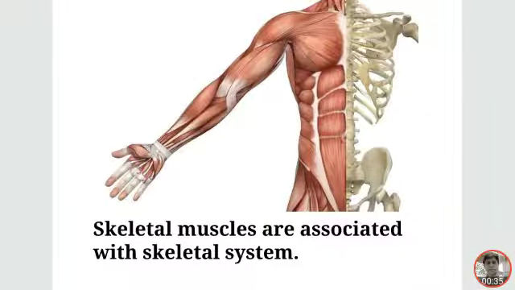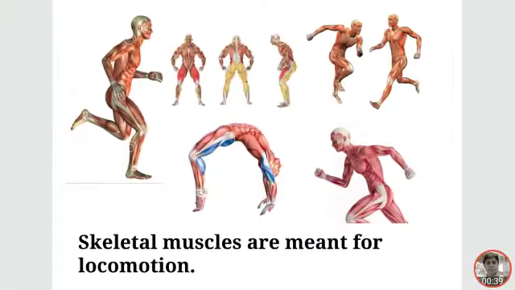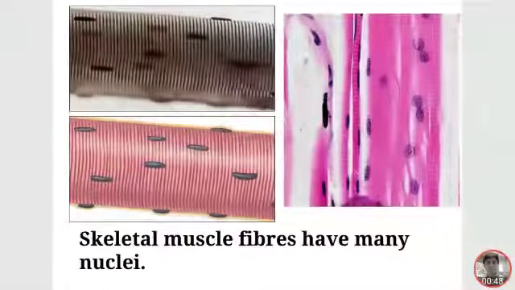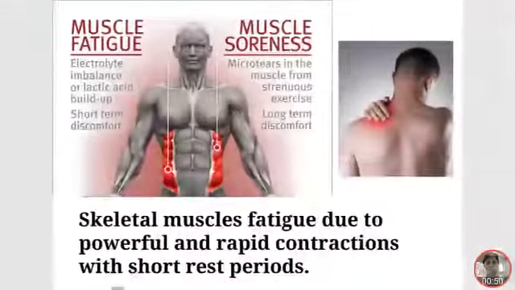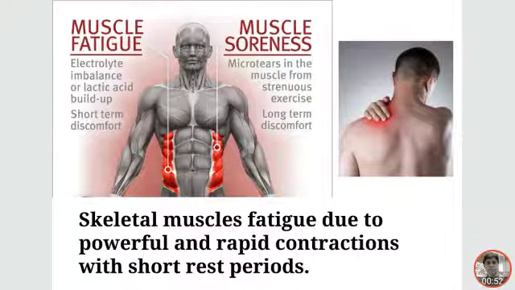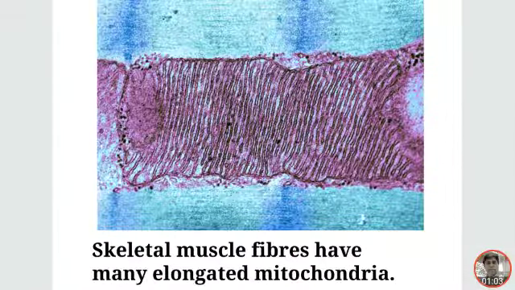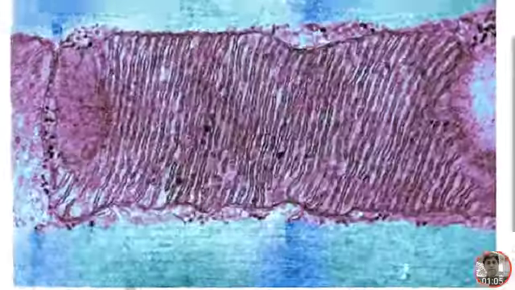Skeletal muscles are associated with the skeletal system. Skeletal muscles are meant for locomotion. Skeletal muscle fibers have many nuclei, so they are syncytial in nature. Skeletal muscles fatigue due to powerful and rapid contractions with short rest periods. Skeletal muscle fibers have many elongated mitochondria.